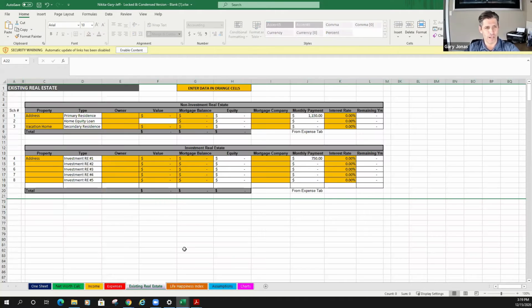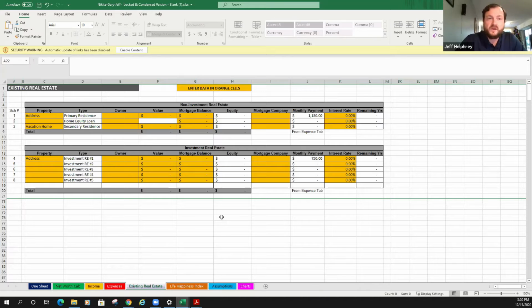We're going to move on to our next tab here, which is going to be existing real estate. So, Jeff, can you walk us through what we're supposed to do on the existing real estate tab? Yes, the existing real estate tab is pretty straightforward. You're really just listing the real estate that you currently own. And this tab has been divided up into two sections. We have the first section, which is really your non-investment real estate, or the real estate you use personally.